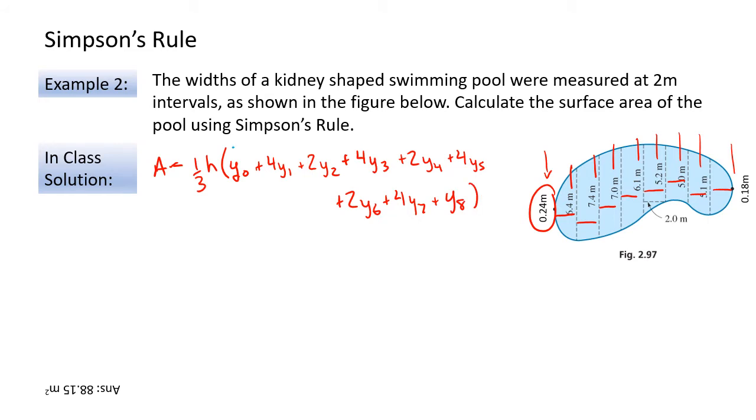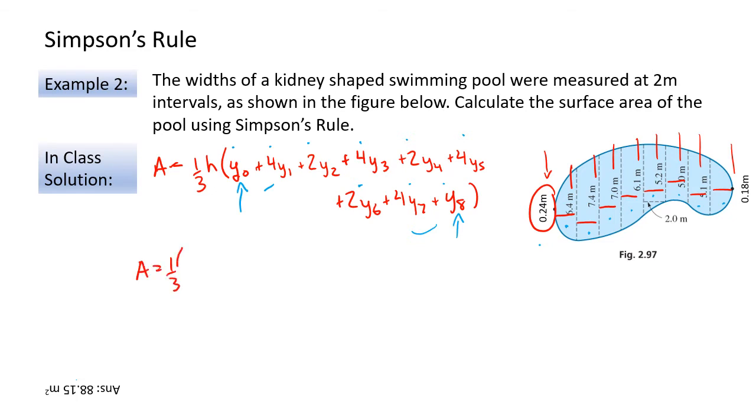If you count these, 1, 2, 3, 4, 5, 6, 7, 8, 9 measurements. Make sure you have all those measurements. Remember, with an even number of widths, you're always going to end with the last measurement and the first measurement being used a single time, and the measurements directly beside it being used 4 times. Now it's just a matter of substituting these values in. Once you do some examples using Simpson's rule, you'll start to see how the pattern of this formula works.